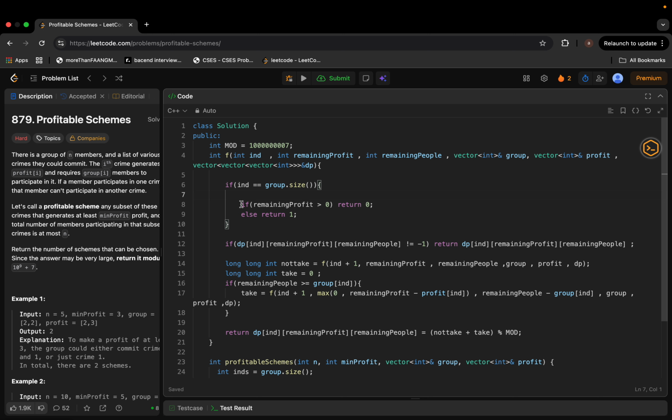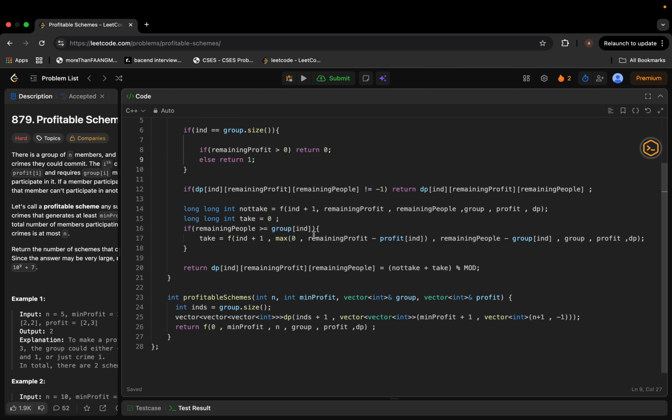Now if the remaining profit, if we still have some profit to be made, that means our choices were not correct and we should be returning 0. Otherwise, if the profit is 0, or it can be negative, then we say that okay, we have made our work and we can return 1. That is, it is correct choices.